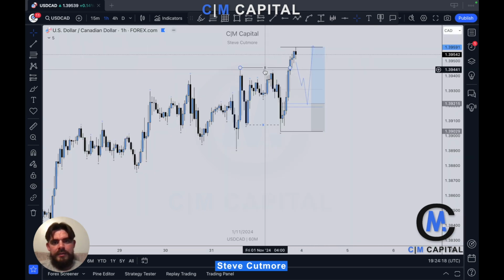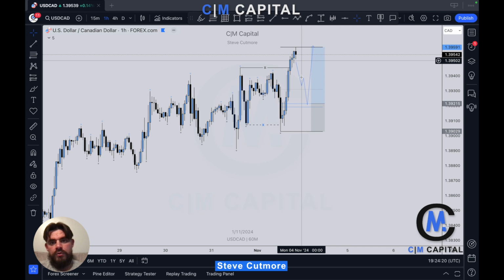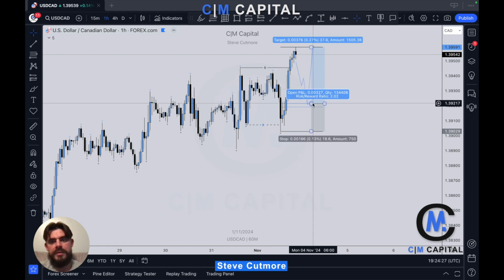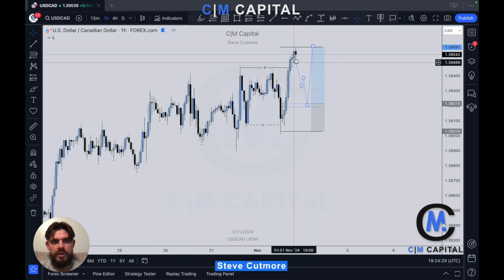US dollar CAD, this is the same kind of thing. I'm just looking for a pullback downside. We've had the internal liquidity sweep, we've had the breaker structure. I'm going to set my limits around this Fibonacci level, if we start pulling back, that is.